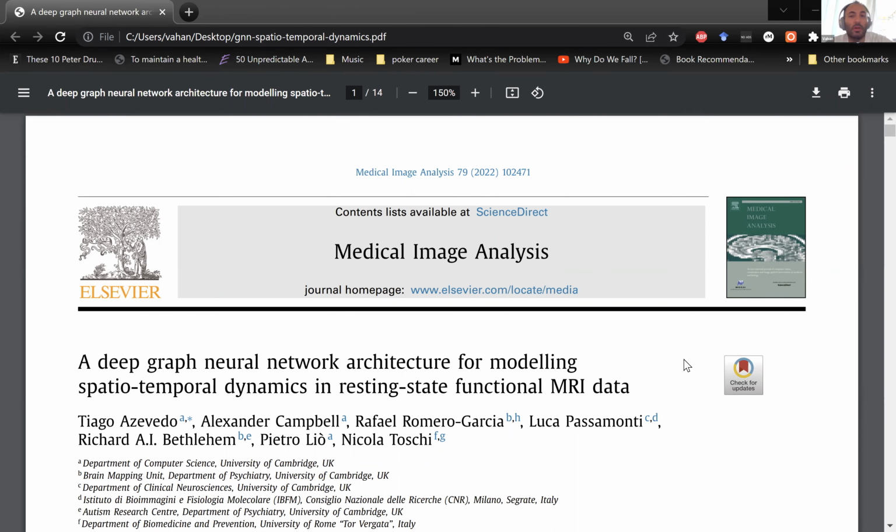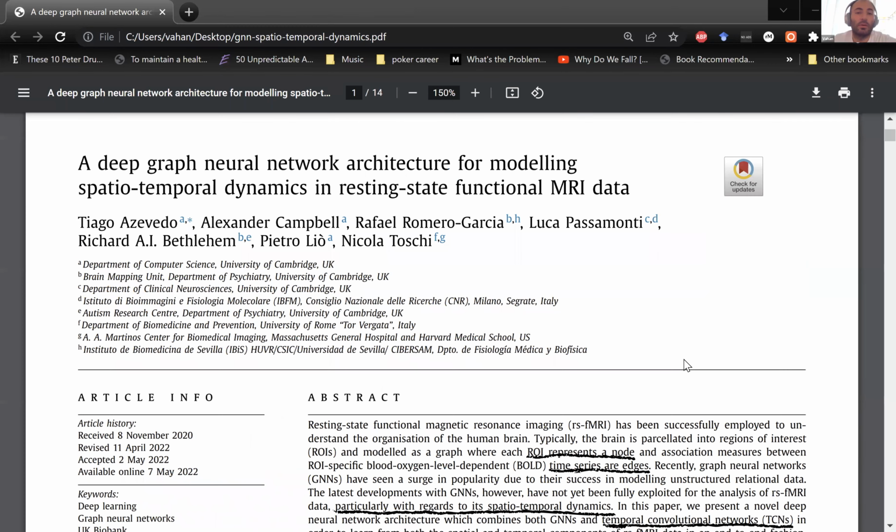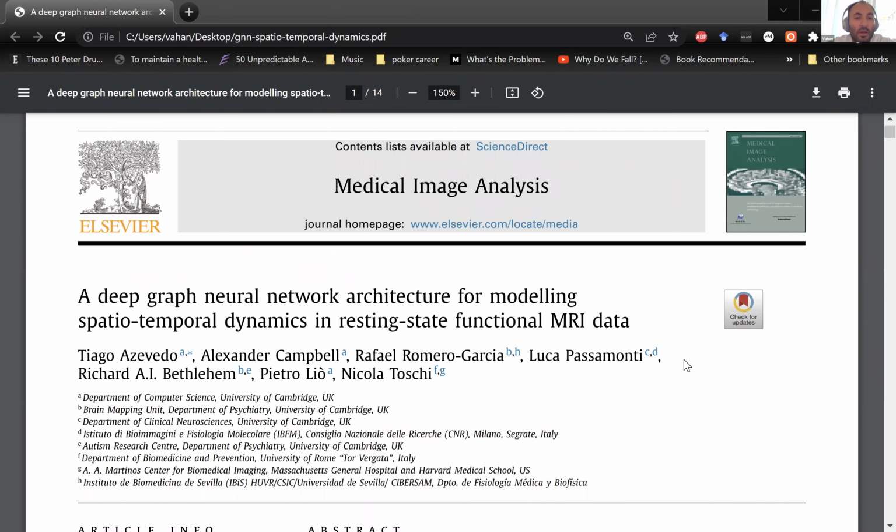Hey everyone on YouTube. Today I'm going to lead the discussion about a paper that studies MRI scans using what they call graph neural networks. Well, it's a bit different than what I was expecting to see actually.